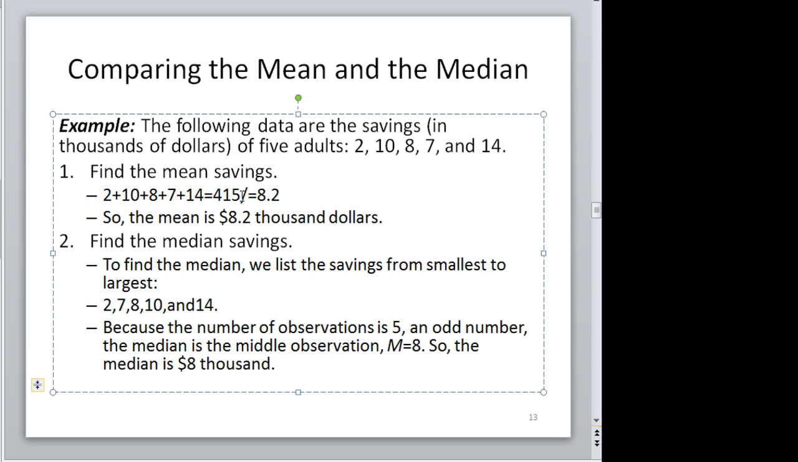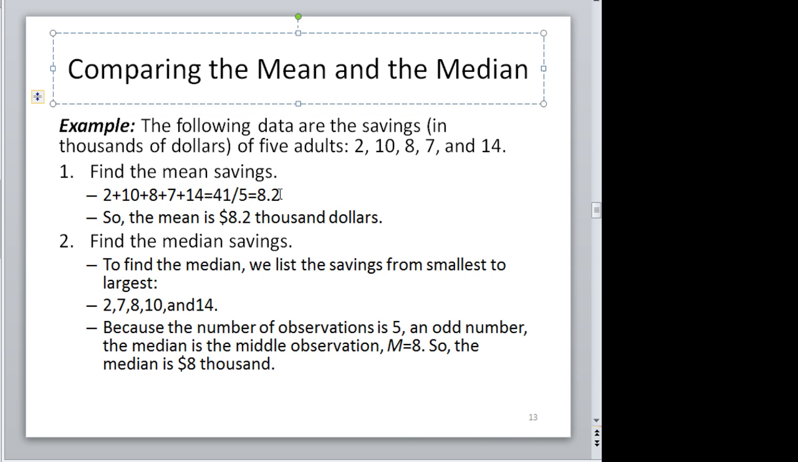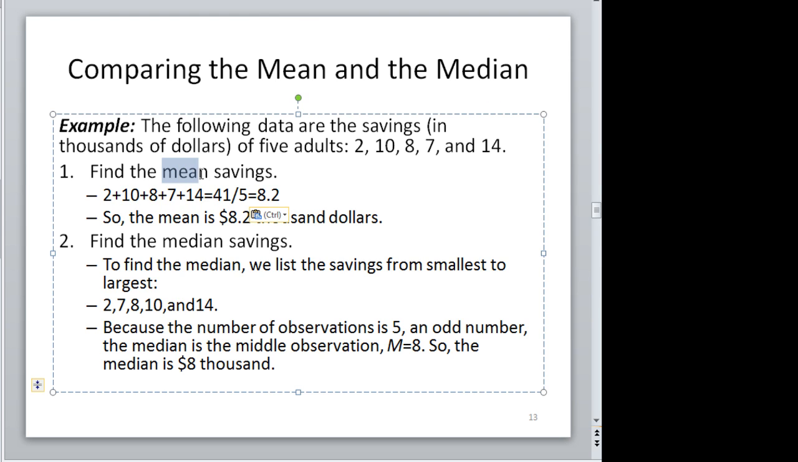I wonder where we got this. Oh, I think that 5 should be here. So 41 divided by 5. Why 5? Because we have 5 different data points, right? Then it's going to be 8.2. So the average, but this number is in thousands of dollars, so we have $8,200. And that would be the mean.